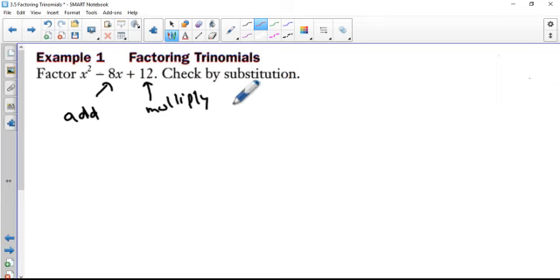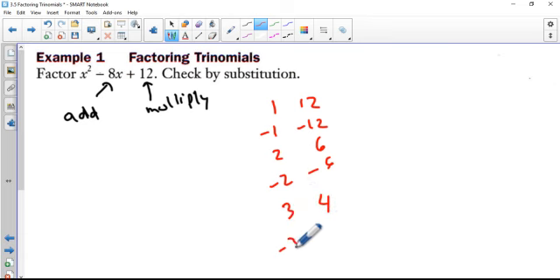Well, we can multiply to get 12, so we can go 1 and 12, or minus 1 and minus 12. We can also go 2 and 6, or minus 2 and minus 6. We could also go 3 times 4, or minus 3 times minus 4. The next one up here would be 6, and then it would be 2 again, so it's going to loop on itself.